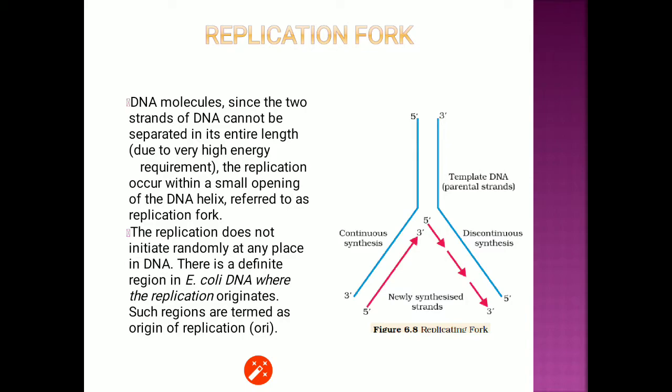Later on, both the strands, one parental and one newly synthesized, wind up again, and so from one DNA molecule we get two DNA molecules with exact features, or we can say they are exact copies of each other. Now back to the literature part. The replication does not initiate randomly at any place in DNA. There is a definite region where the replication originates. Now it is clear to you, and such regions are termed as the ori.